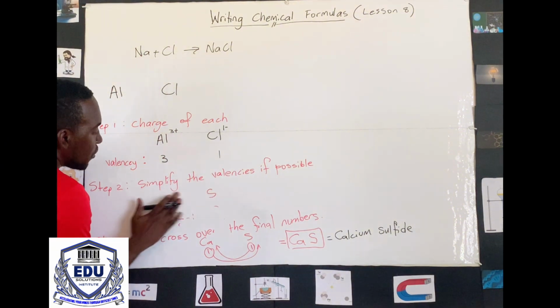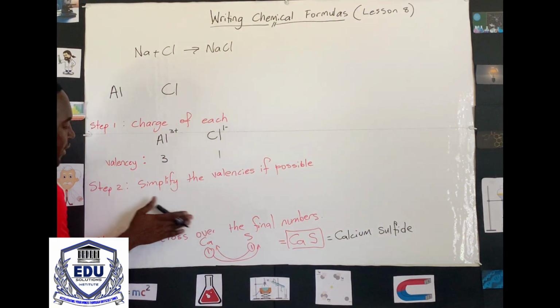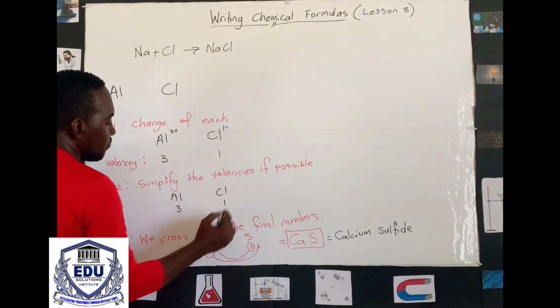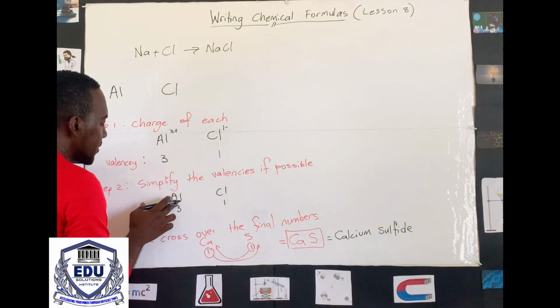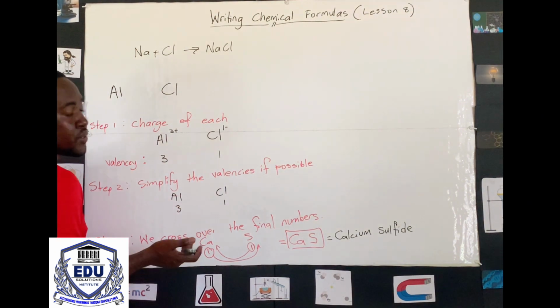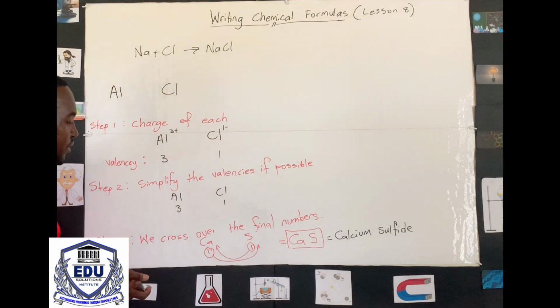Right? So now the next step is we simplify. Can we simplify aluminum 3 and chlorine 1? No, because the smallest here is 1. If you divide 1 by 1, we get 1. 3 by 1, we also get 3, sorry. So therefore, that's the simplest form you can go.